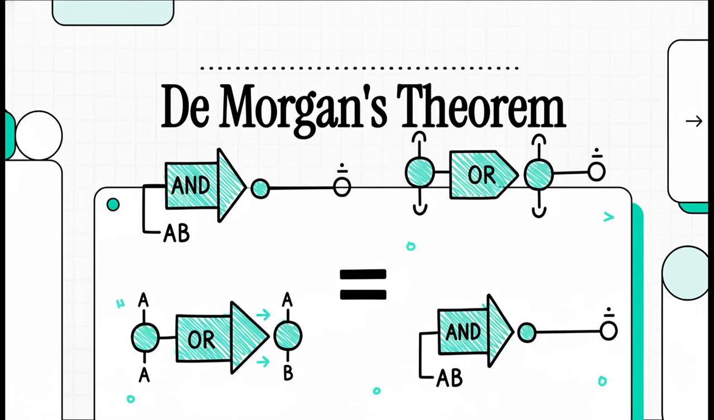Hey everyone, today we're going to pull back the curtain on something really cool in digital logic. It's almost like a secret handshake, a trick that lets us do this amazing swap right at the core of how computers, well, think. We're diving into De Morgan's theorem.